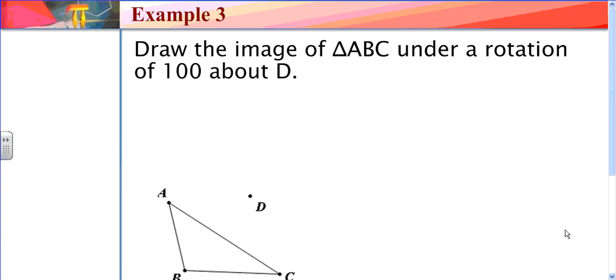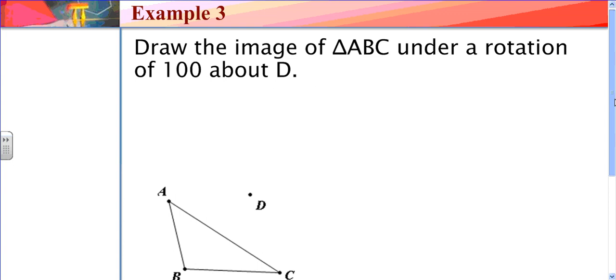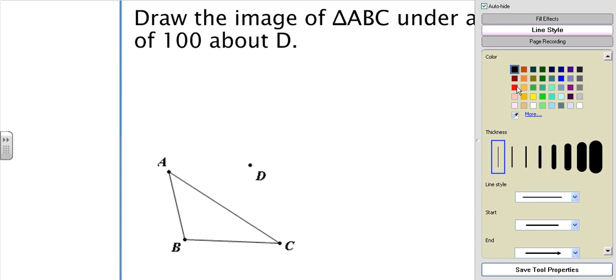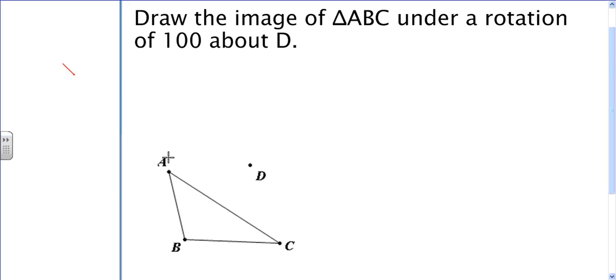Okay, let's look at another example. Let's draw the image of triangle ABC under a rotation of 100 degrees about point D. Now drawing a rotation is similar to finding the angle of rotation, but it's a little bit more difficult because you have to draw a lot of lines in your plane. So I'm going to get my ray tool here. I'm going to make it real small, and I'm going to use colors to help me find the corresponding rays that go together.